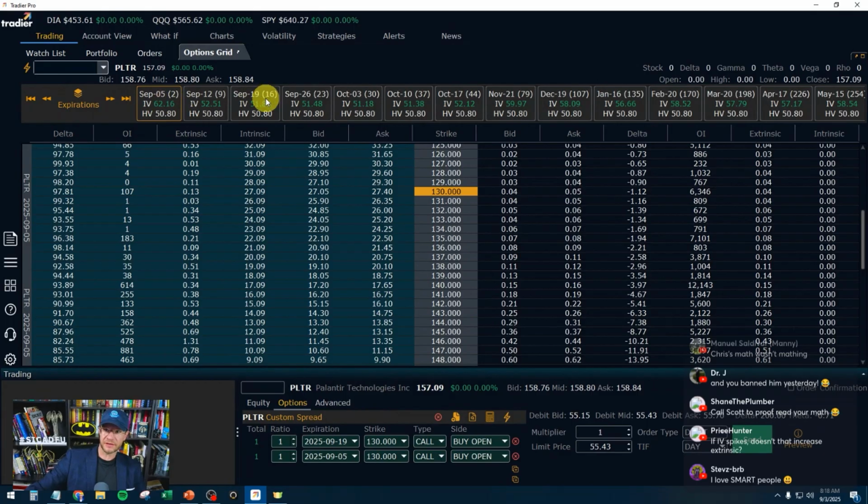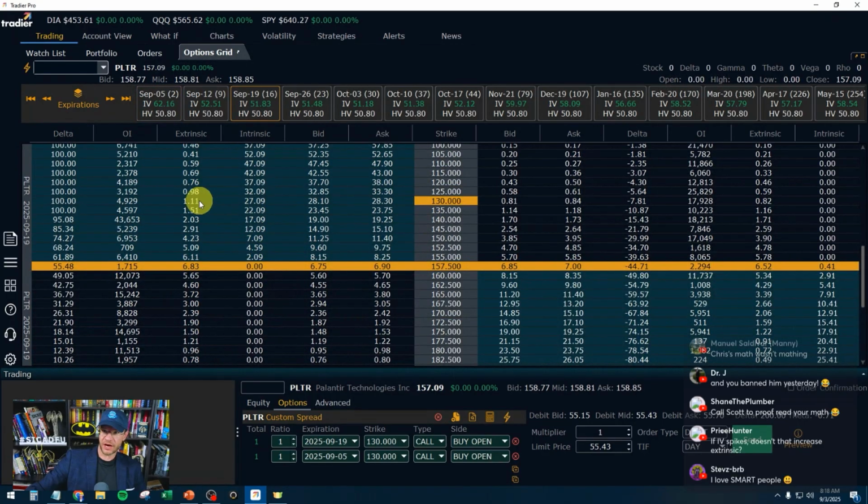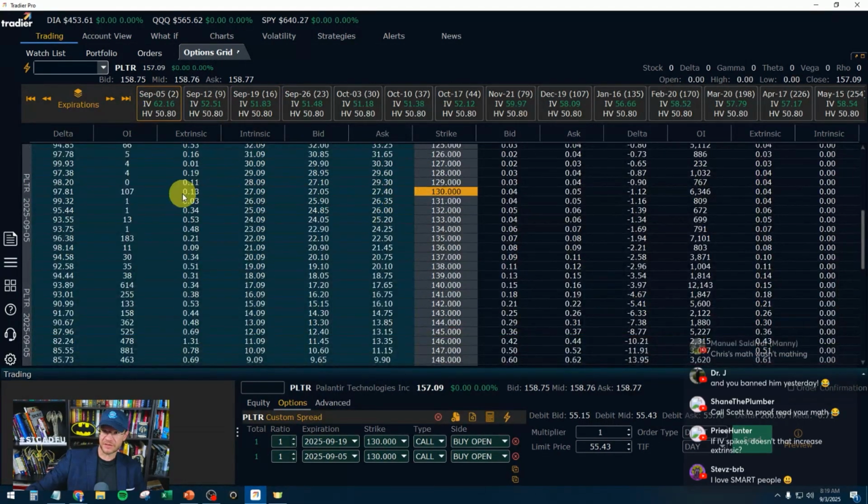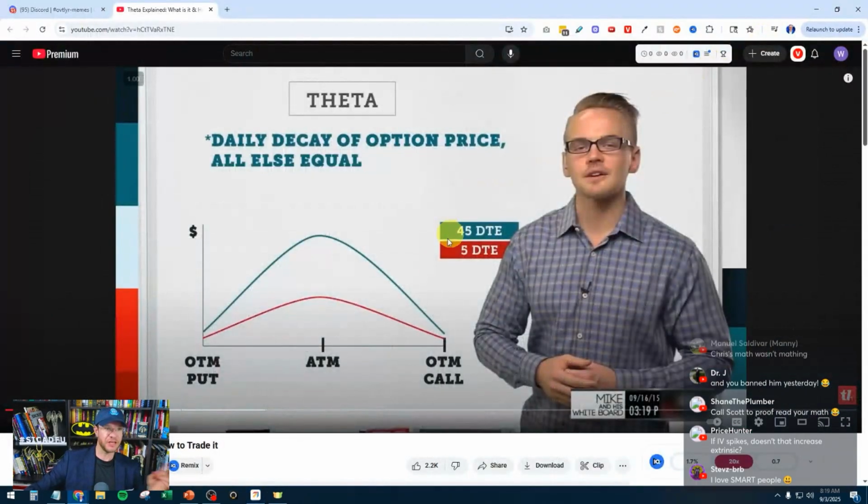So between these 2 points is 14 days. Yeah, it's 90% less, give or take. Check my math on that one. 90% less, give or take, extrinsic value to go from the 130 strike that expires in 16 days versus the 130 strike that expires in 2 days. And that's because there's significantly less uncertainty between the two time periods.